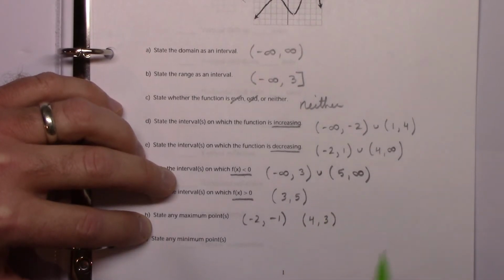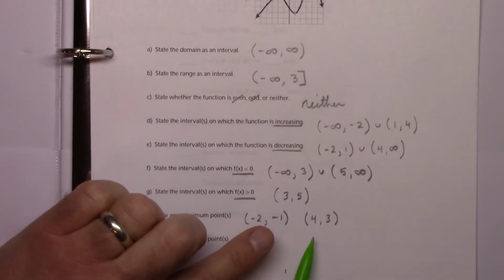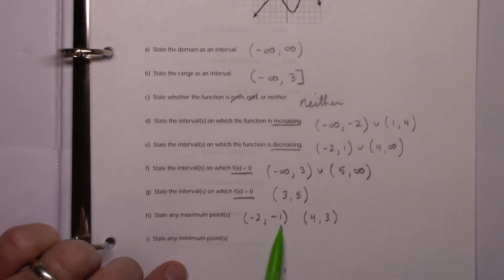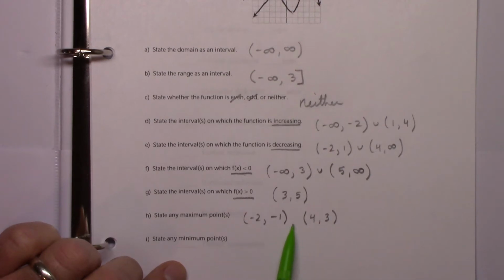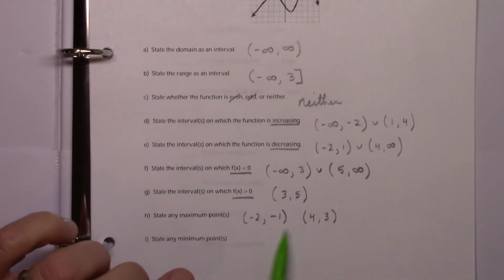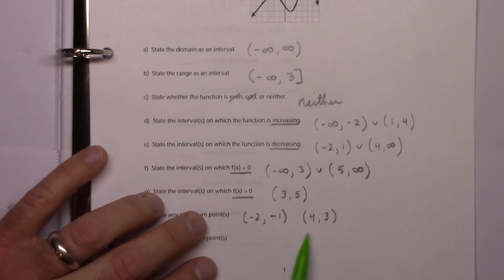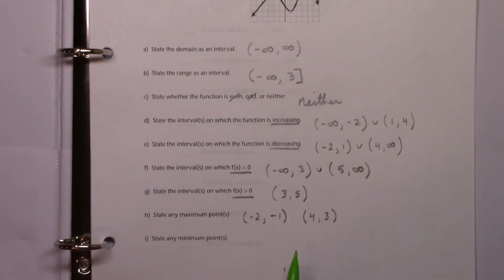Now, be careful here. It can be a little bit confusing. These are not intervals. These are points. So this is x comma y, x comma y. I don't use the union symbol here. I'm not putting two intervals together. It's just listing two individual distinct points.